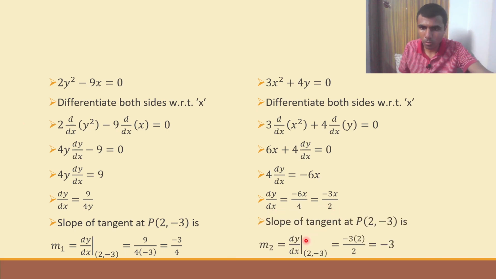Likewise here also, slope of tangent is m2, denoted by m2. So what I'd get is dy by dx at (2, -3). Here x is 2, y is minus 3. My dy by dx is minus 3x by 2. So minus 3 into x is 2, 2 by 2, 2 cancel, minus 3. So m1 is minus 3 by 4 and m2 is minus 3. So I got my m1 and m2. I got the slopes of tangents.